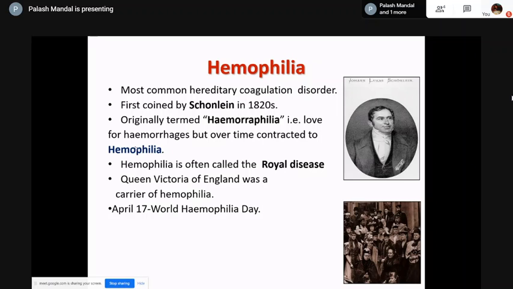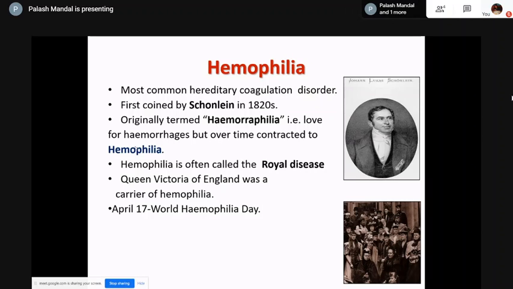Most common hereditary coagulation disorder. Actually, it is not the most common; it is a common coagulation disorder, but the most common is actually now found to be von Willebrand's disease. Okay, so there is a mistake here.